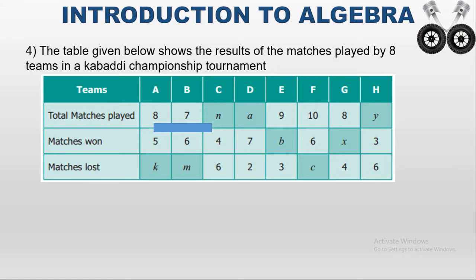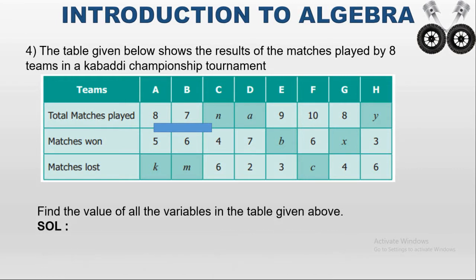The details given here are the total matches that each team played, as well as how many matches they won and how many matches they lost. For some teams they didn't give the matches won, or the matches lost, or how many matches they played. We have to find these. So how can we find?